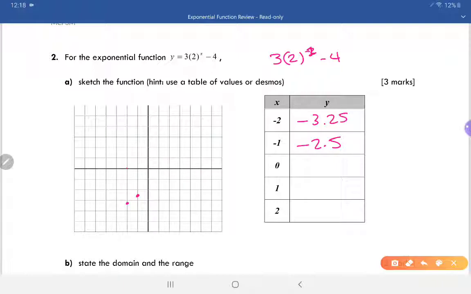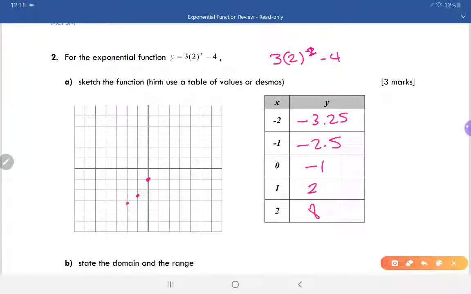When x is 0, 2 to the 0 is 1. So we basically have 3 minus 4. It'll be negative 1. When x is 1, we get 2. And when x is 2, 2 squared is 4 times 3 is 12 minus 4 is 8.